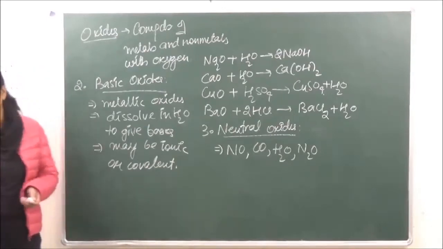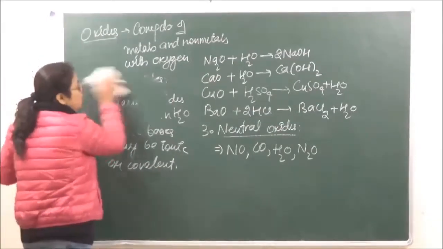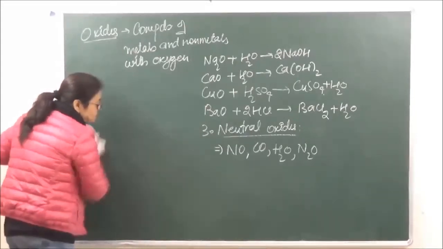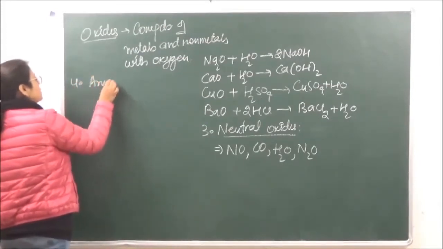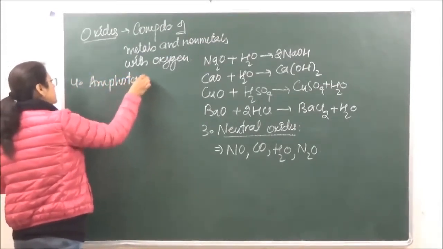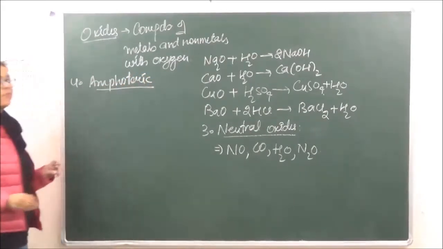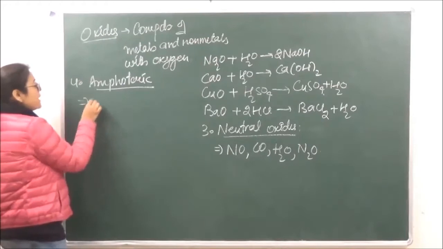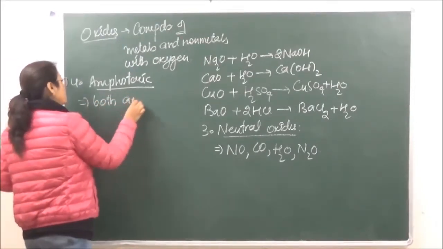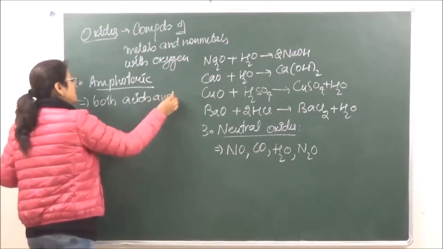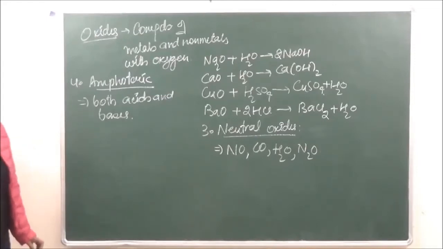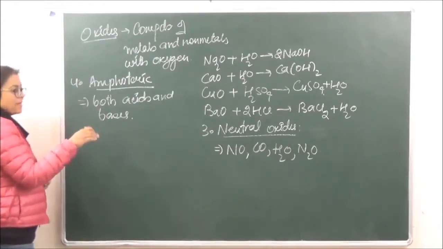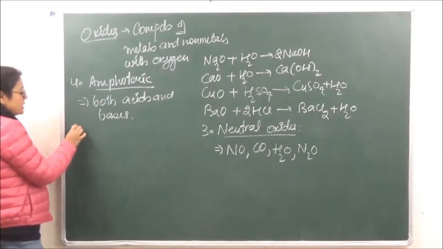The next type of oxides which we have are known as amphoteric oxides. Amphoteric oxides behave as both acids and bases. That means they will react with bases as well as with acids. So let's take a few examples.